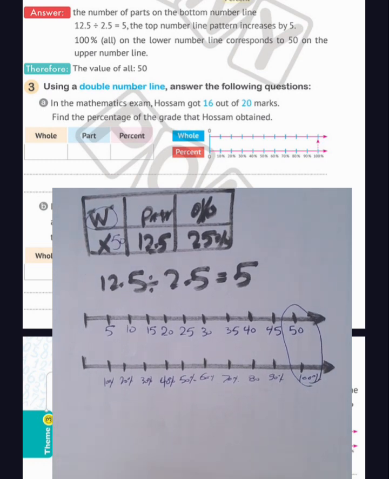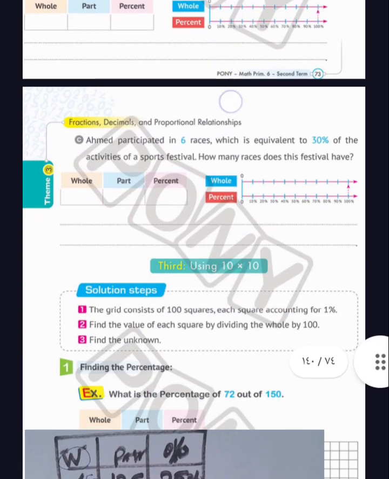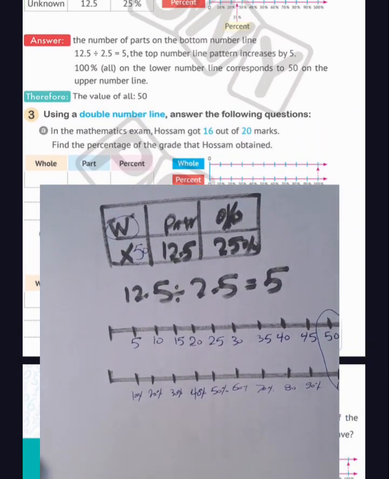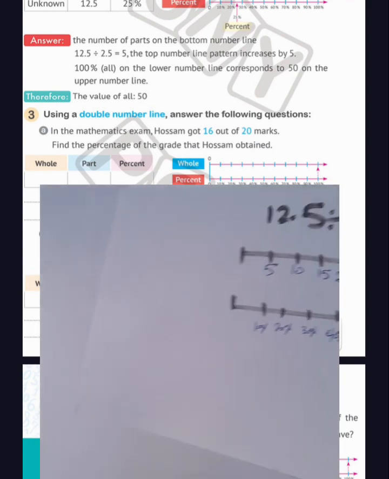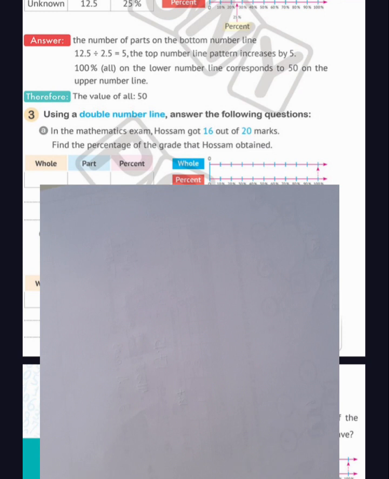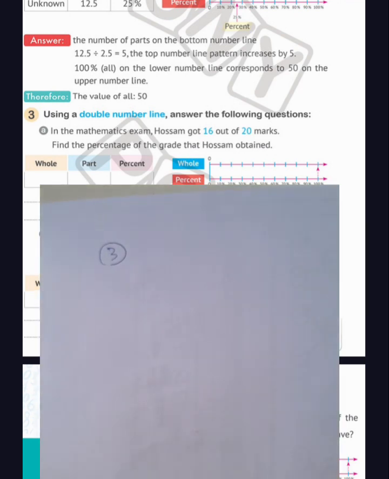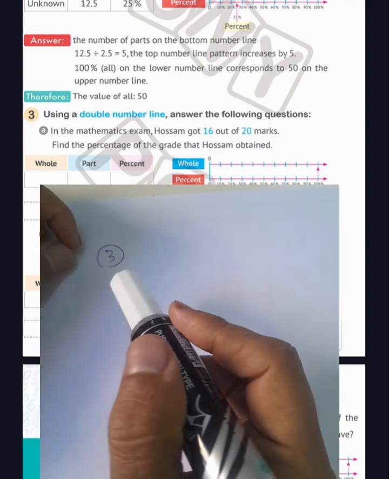Now we will solve another example here. He gives us information and we put the information in the table and solve the example. Question number 3. In the mathematical exam, Hussam got 16 out of 20 marks. Find the percentage of the grade Hussam obtained. Okay, he gives us the part and the whole number. You need to find the percentage.